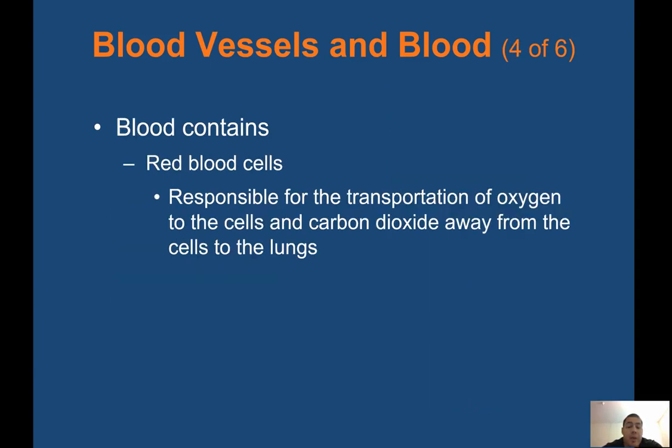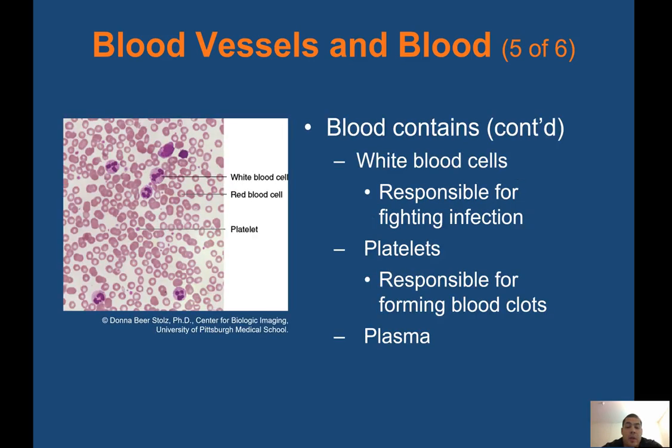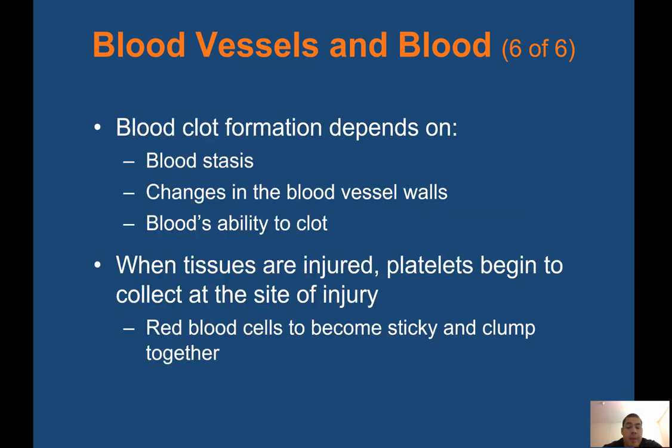So blood contains red blood cells, responsible for the transportation of oxygen to the cells and carbon dioxide away from the cells to the lungs. So white blood cells, responsible for fighting infection. Platelets, responsible for forming blood clots. What medication do we use for chest pain? It's going to be aspirin. It's antiplatelet. It's going to prevent that clot from getting bigger if there is a clot. And plasma as well in your blood.